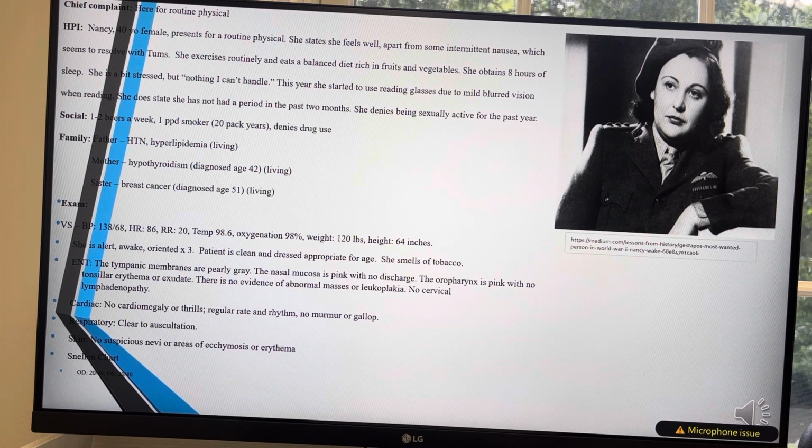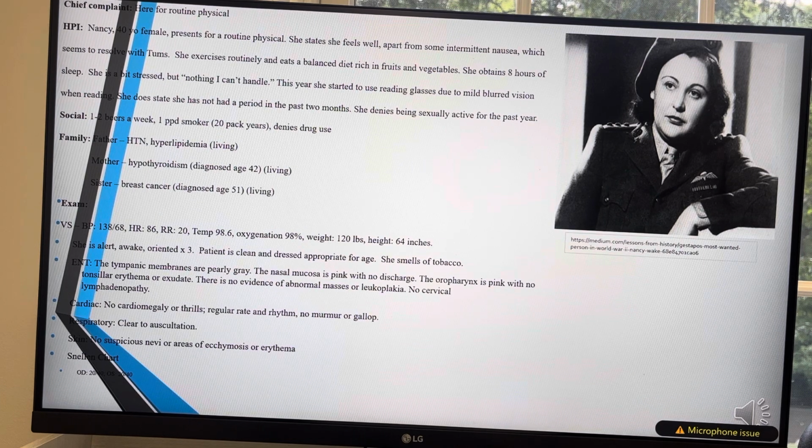Okay, you see Nancy White Mouse. She's a 40-year-old female. She's just here for her physical. She feels well. She has some intermittent nausea. It resolves with Tums. She eats a pretty good diet. She gets some sleep. She's a bit stressed. She's starting to use some reading glasses, but she's 40. Who doesn't when they turn 40?